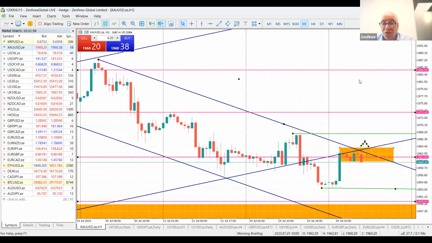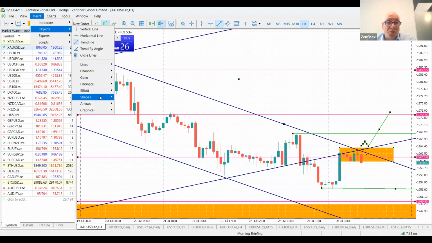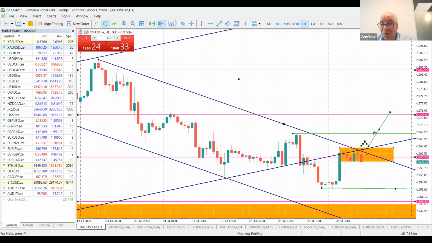And in terms of targets, let's just move this out of the way. First target, we'll be looking really to reach back into this level here, maybe just a little bit below. Look for the bodies, right? And then we can take some profits or partials around here. Let's draw a rectangle here. So this will be first partial.